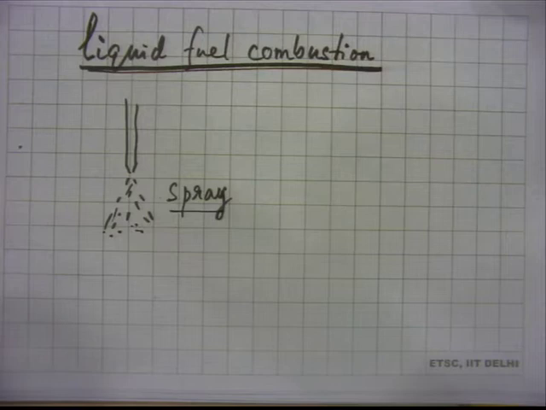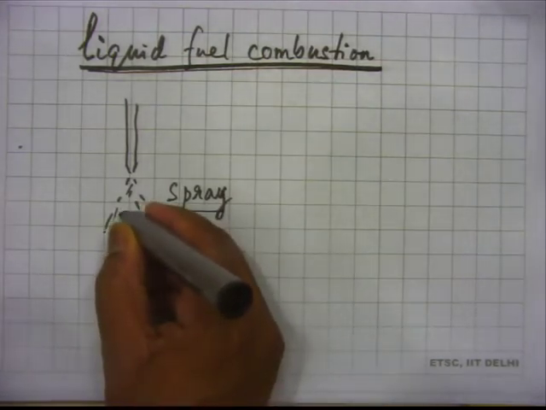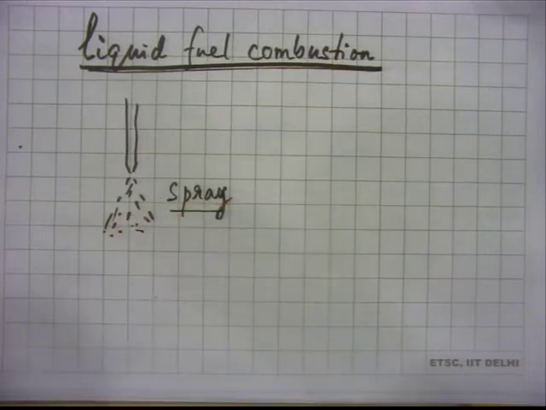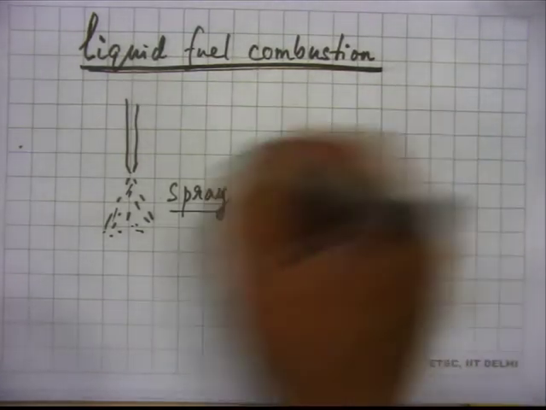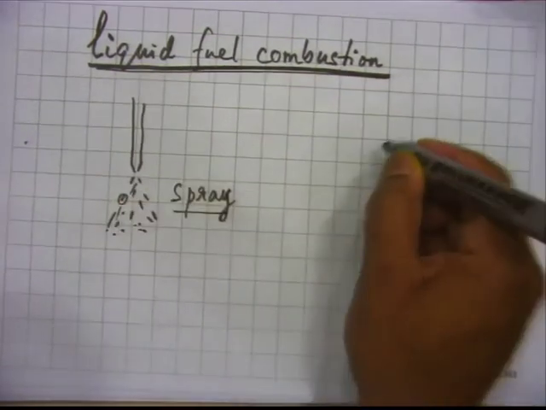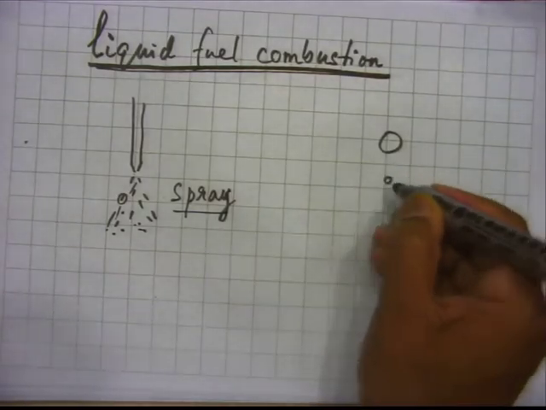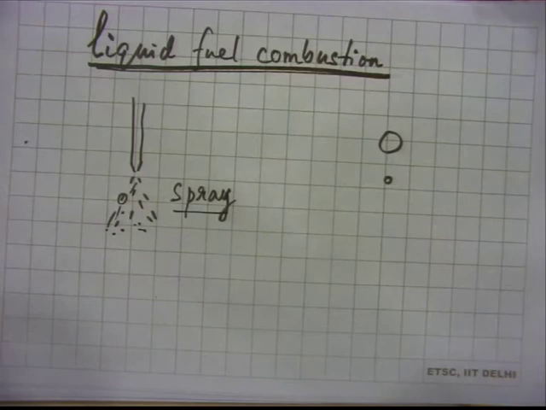Now, why do you want to break it into a spray? Because unless you break it into a spray, your combustion times will be large. In the spray you will have droplets, and if the droplet sizes are large, then the combustion time is also going to be higher. If you have a big droplet, it will take a longer time, and if you have a smaller droplet, it will of course take a smaller time.